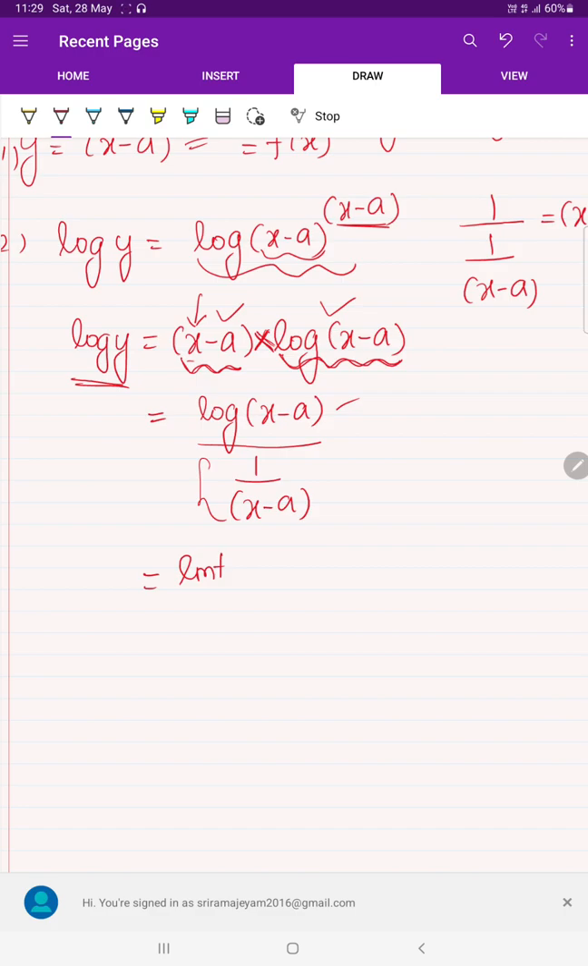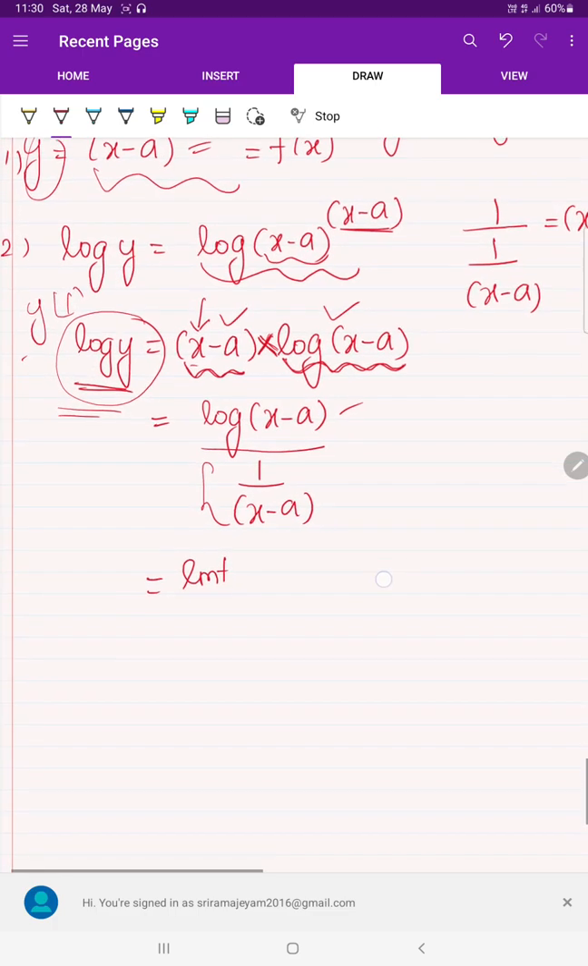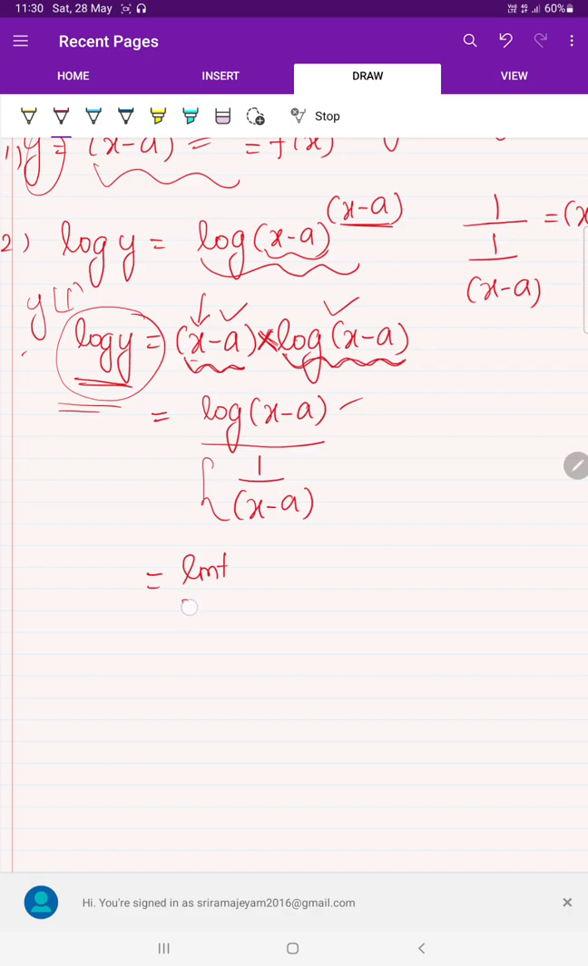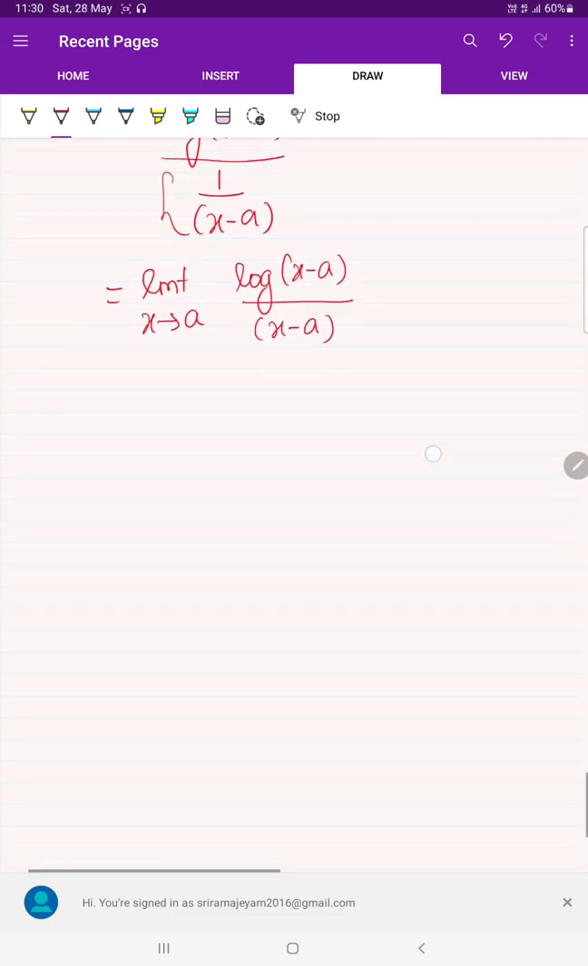At last we are going to bring the original function. Our original function is y, y is equal to x minus a whole power x minus a only, right? But here we have log y. So this log y, we will be replacing by y at the last, final step. Till then, don't touch the LHS, just leave it. Only keep your attention on the RHS. Substitute the limit: x is approaching a and the function given is log of x minus a upon 1 upon x minus a.